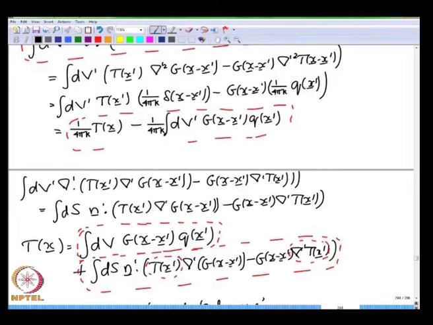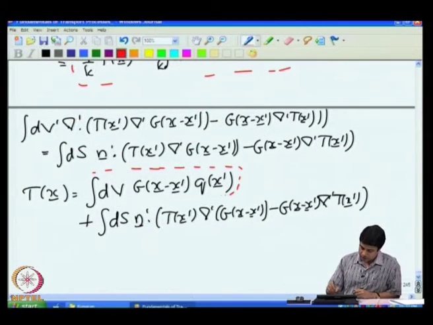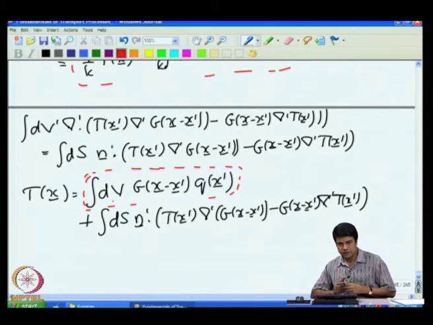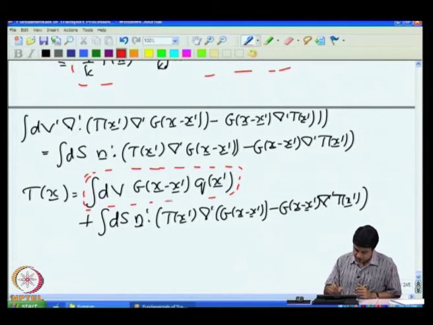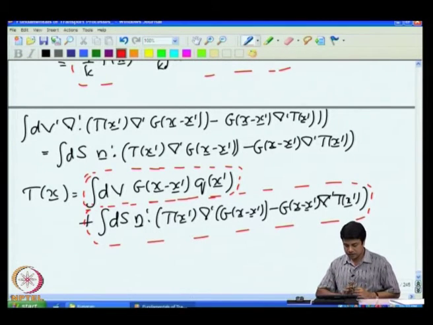So, this now is the final solution for the temperature field. This is precisely the temperature field that we had got due to a distributed source. If you recall, if G is 1 by 4 pi k times the magnitude of x minus x prime, this is exactly the temperature field that I got due to the distributed source. This additional term here is the temperature field that you get due to the boundary conditions that are applied.